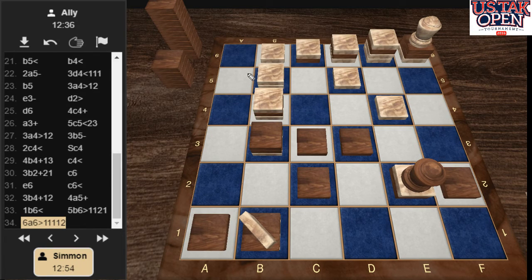This honestly, the best move at this point might be for Simmon to simply play a piece. But we'll see what he does.